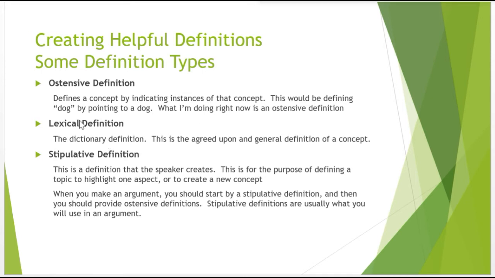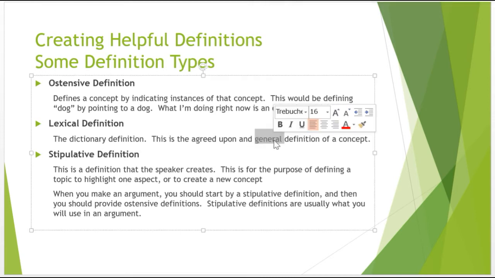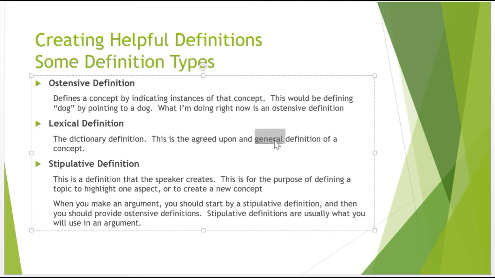So the lexical definition is just going to be the dictionary definition. It's an agreed upon, and here's the key idea, it's a general definition, right? It's agreed upon and general. Now, in philosophy, we try to avoid using dictionary definitions for our terms because usually we're trying to get to something very specific and very unique, and we're trying to create and define new and more refined concepts.